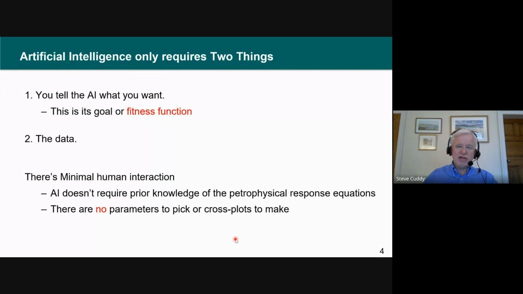So artificial intelligence only requires 2 things. You just tell the AI what you want, and this is called a goal or fitness function. And I'll explain that in more detail, a fitness function. And you give it the data, the log data, the core data. So that's it. That's all you give it. There is minimum human intervention. The AI doesn't need prior knowledge of the response equations. There are no parameters to pick and no cross plots to make, as I will show you.